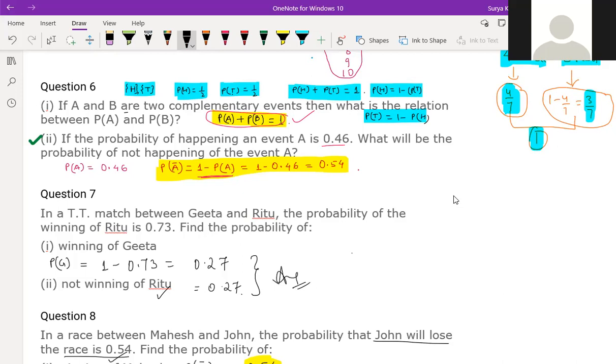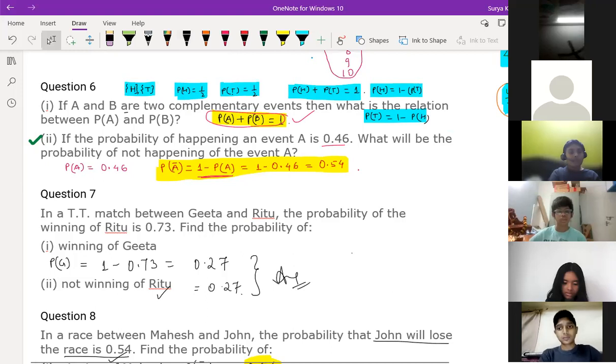In complementary meals, what does it mean? Free meals, enjoyable meals, right? If someone is giving you complimentary meals, that means free. Enjoy the meals. Eat. Yes, sir. Complementary event means the sum of two events is equal to 1.